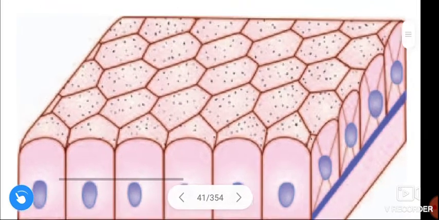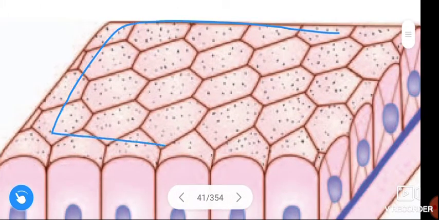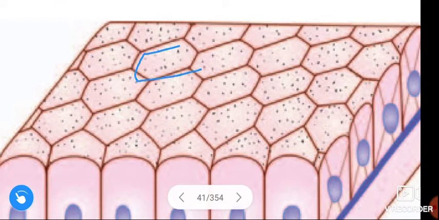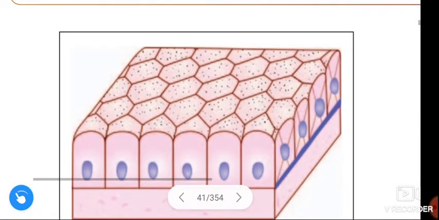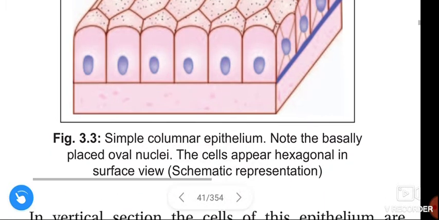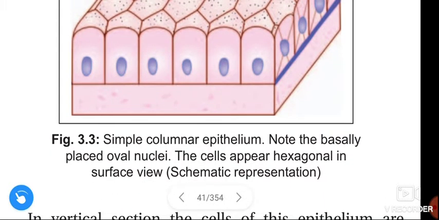Next, see here. In surface view or transverse section, the cells appear polygonal. See here, the cells appear polygonal. In simple columnar epithelium with basally placed oval nuclei, the cells appear hexagonal in surface view.